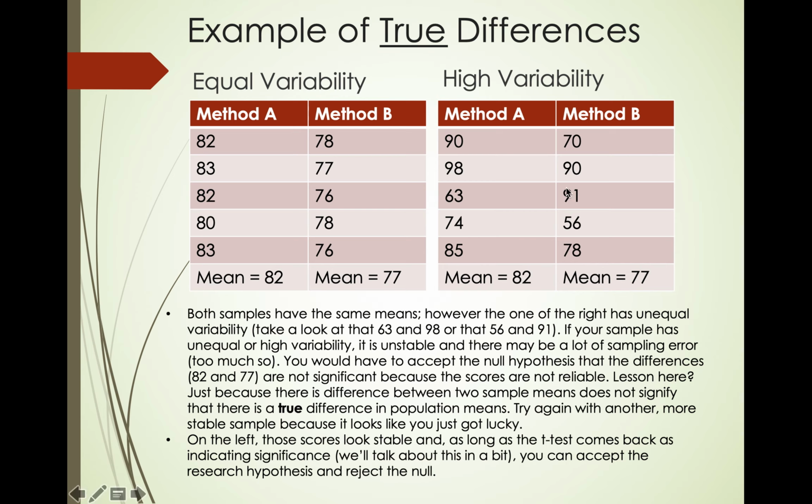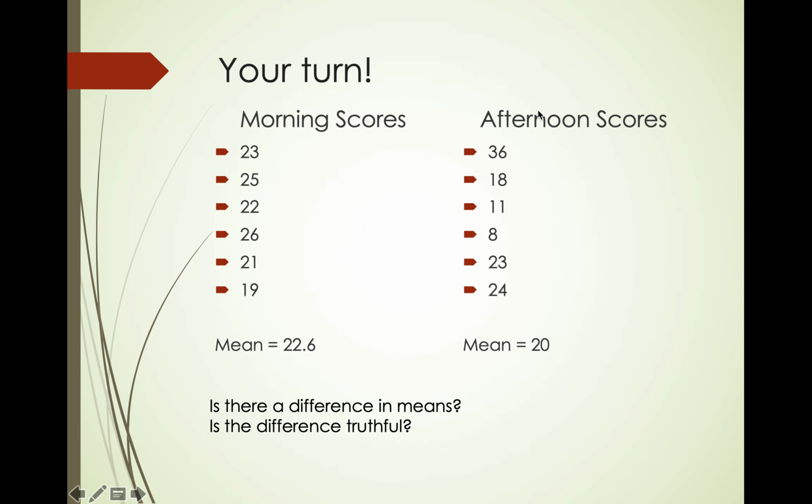So this is being a responsible researcher checking for variability. So your turn. Let's go back to the ACT example of when we talked about the ACT being taken in the morning versus afternoon. So is there a difference in means, and is the difference truthful? So go ahead and do this for a second, and when you are ready, press play.